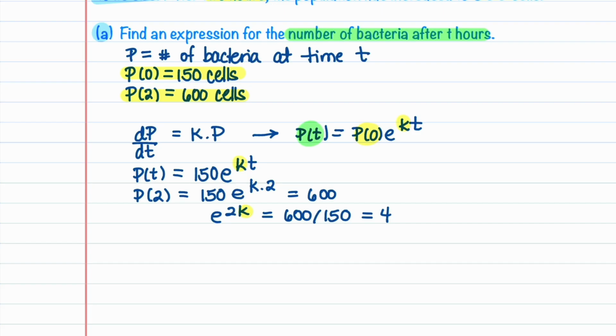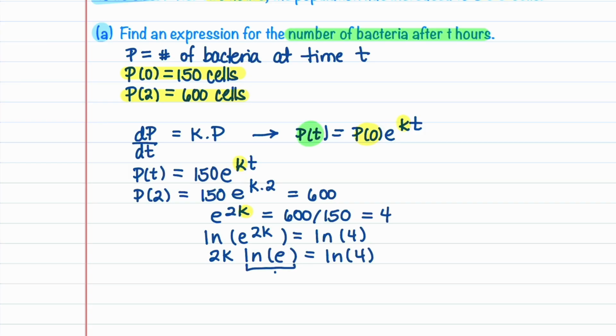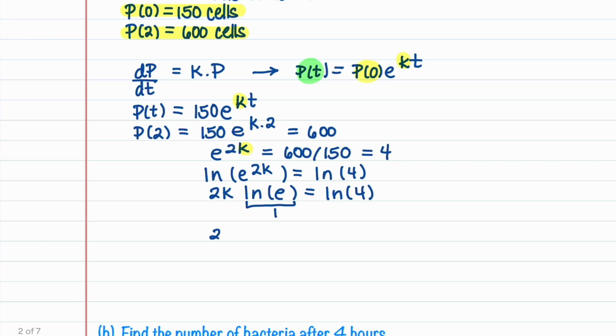Now we need to solve for k. We're going to do that by taking the natural log of both sides of the equation. So we have natural log e to the 2k is equal to natural log of 4. We can pull the 2k out in front. That's just a property of logarithms. And then on the right, we still have natural log of 4. Natural log of e is 1. So we have 2k is natural log of 4. And then we can solve for k, and we have that k is 1/2 natural log 4.